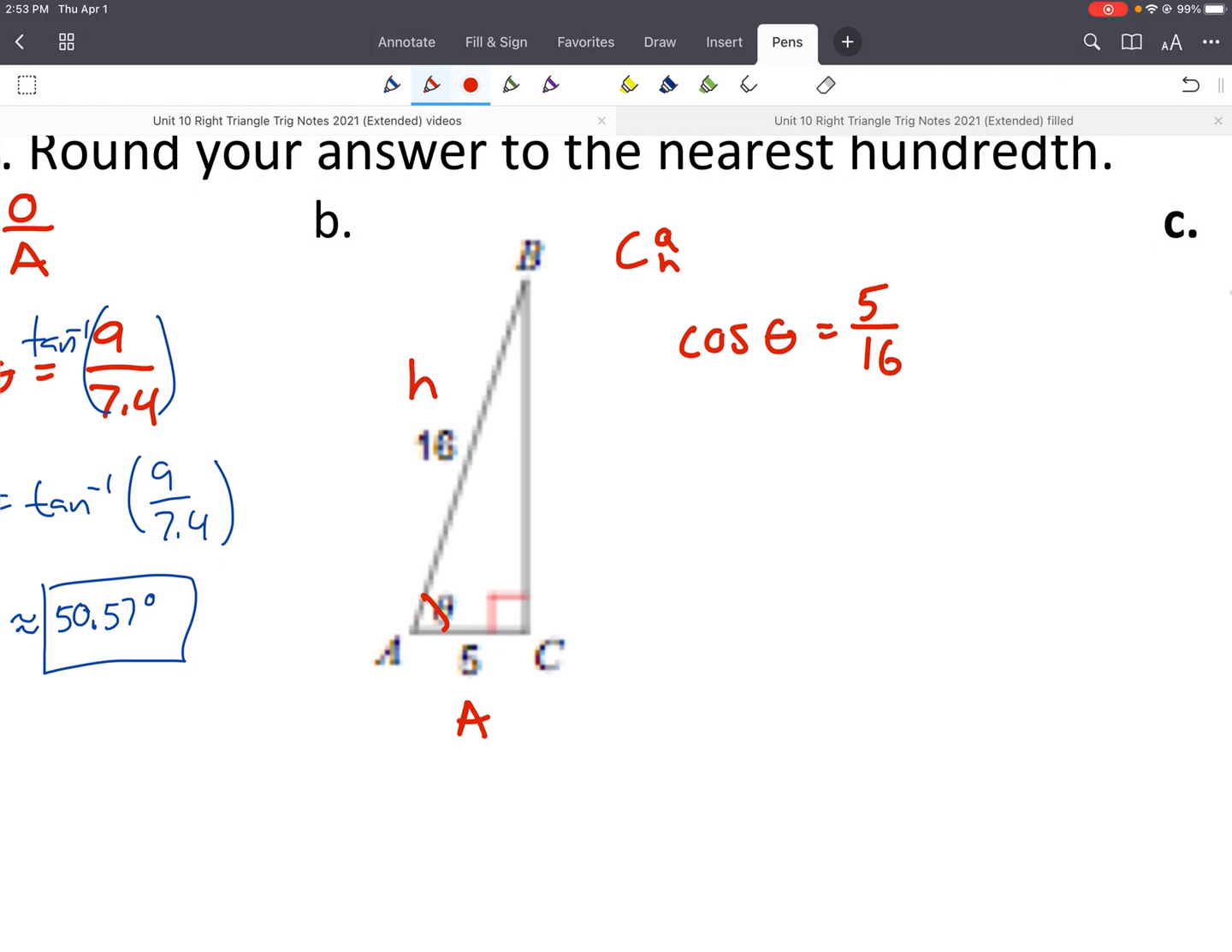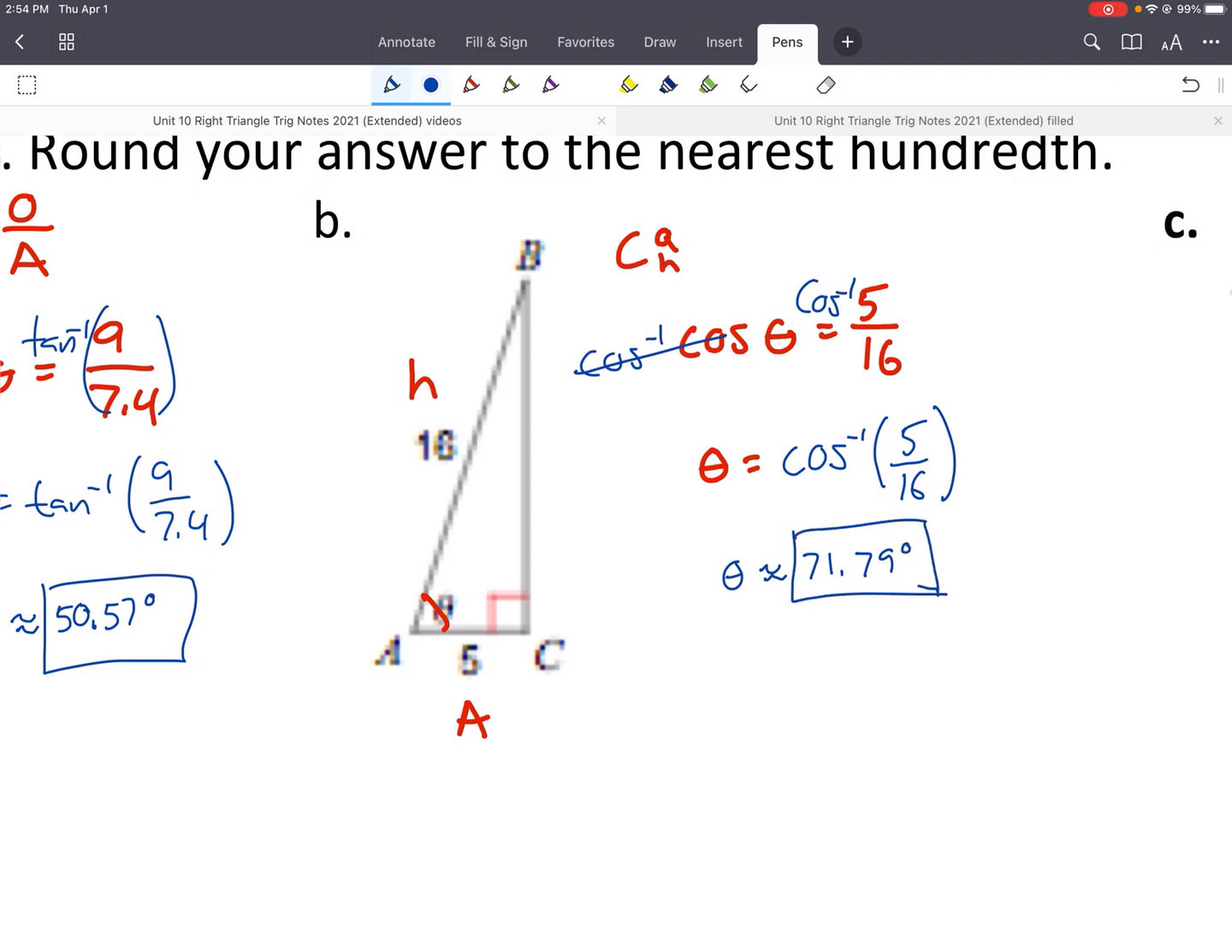And then we need to get theta by itself, so again, we could do cosine inverse on both sides. We probably won't do that every time, but we're just making sure we understand where this is coming from. And we end up getting theta is approximately equal to 71.79 degrees. You just have to plug that into your calculator. Make sure it's in degrees.